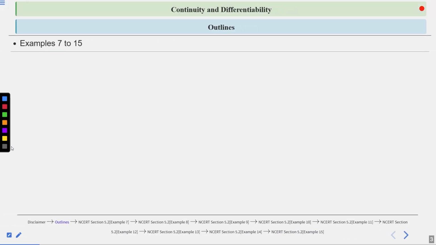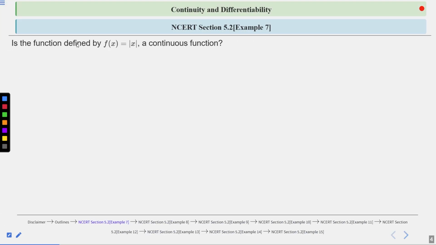So, in this lecture, we will study example 7 to 15. So, let us start with example 7. It says, is the function defined by f(x) = |x| a continuous function? We have a function given as f(x) = |x|, and it is asked whether the given function is continuous or not.